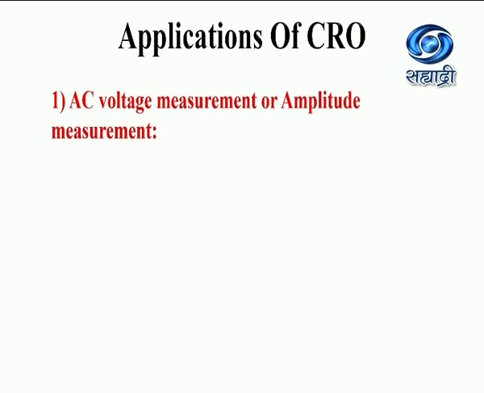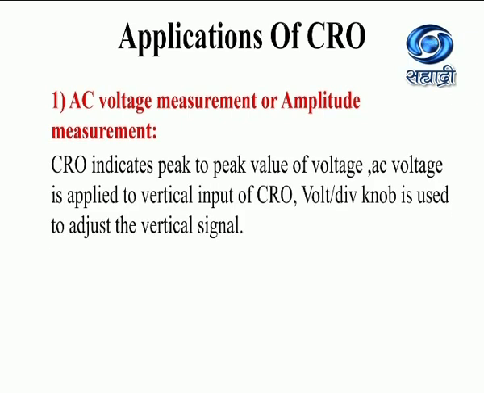Then let's start with the applications of CRO. So where we can use this CRO for measurements. The first application of CRO is AC voltage measurement, or you can say this measurement is basically amplitude measurement. So what is this amplitude measurement? CRO indicates peak to peak value of voltage, and when AC voltage is applied to the vertical input of CRO, volt per division knob is used to adjust the vertical signal.